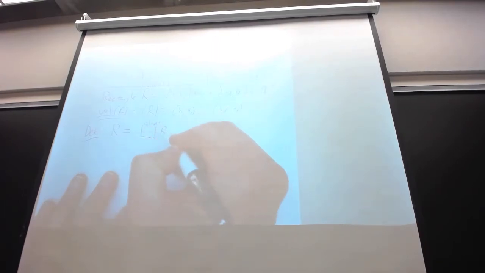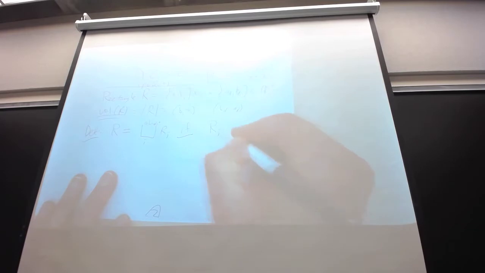R is an almost disjoint union of rectangles if the interiors of the Ri are disjoint. So pairwise disjoint. This is where it's important to use words like pairwise. Ri, Rj. Okay, in other words, I want to be able to do this.